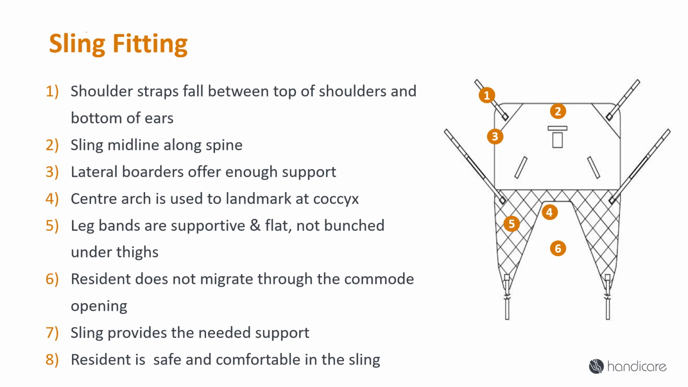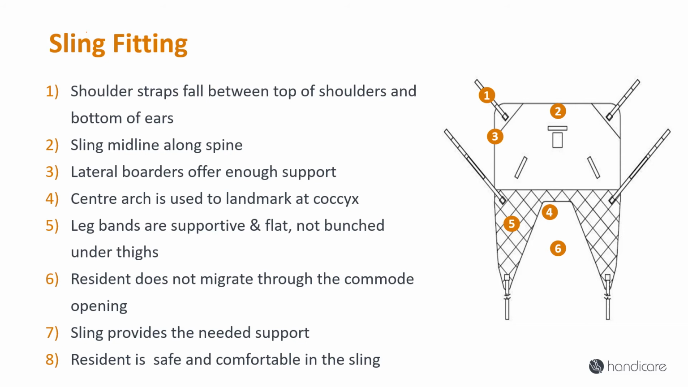If the straps are too high, check to ensure that the sling has not been placed at the low or mid back. If the straps are too low, check and make sure the sling has not been placed under the buttocks. Now let's check the lateral borders of the sling. Are the borders equally spaced on both sides? If not, readjust the sling. Ensure there is enough support for the resident laterally for a supportive fit.